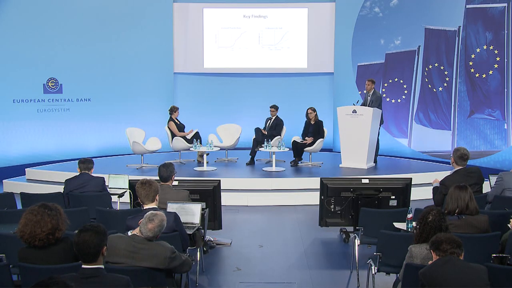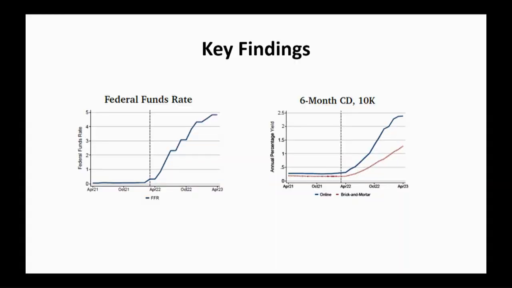So here's finding number one. You can see on the left, the federal funds rate, on the right, the savings products. In the right chart, you see the blue line, the much faster increase in the rates paid by online banks relative to the red line, which are the brick and mortar banks. So you can see two things in the right-hand side chart. First, online banks are more sensitive even at the beginning of the tightening cycle, meaning they actually increase their rates earlier, and then they also increase it faster. So keep these two things in mind.